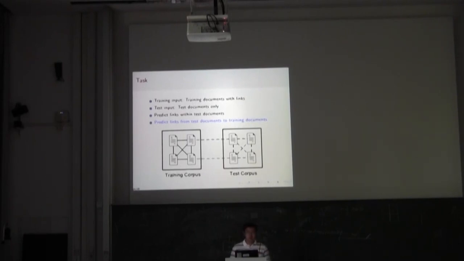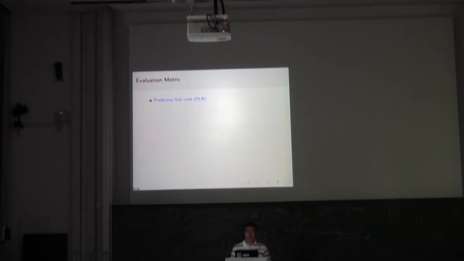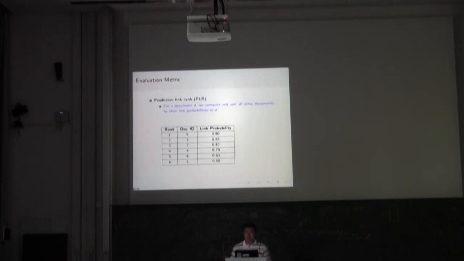The link prediction performance is evaluated by predictive link rank, or PLR. It is basically just the average rank of actual links. For instance, for document D, we compute and sort all other documents by their link probabilities to D, and then we select the actual links and compute their average rank. So in this case, a lower PLR indicates better link prediction performance.